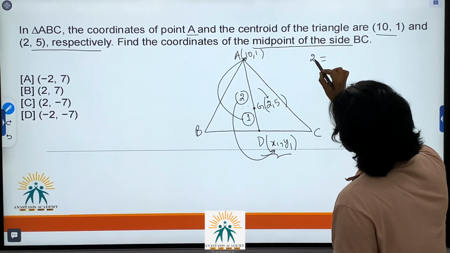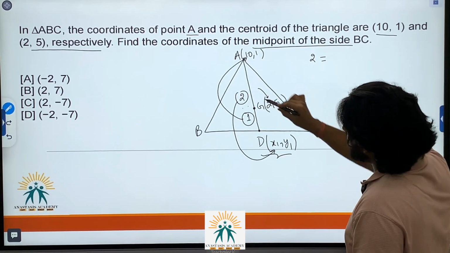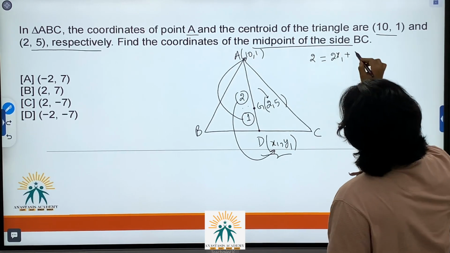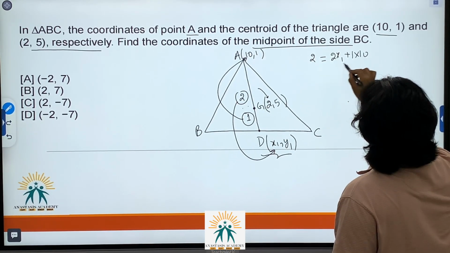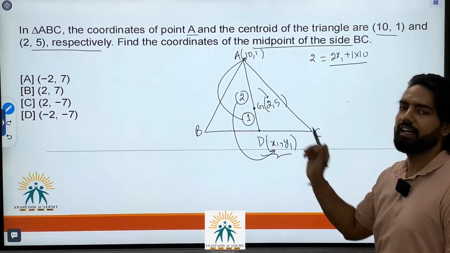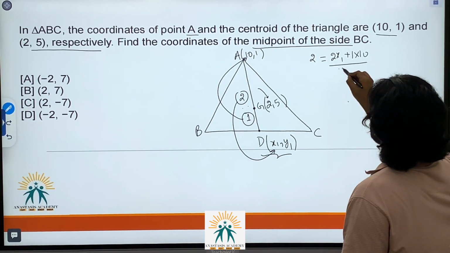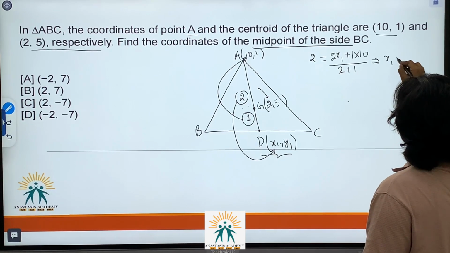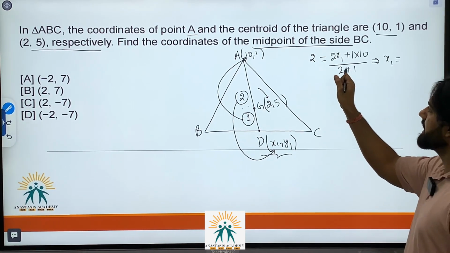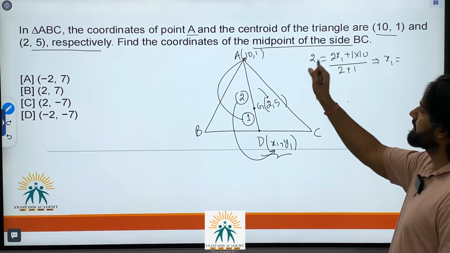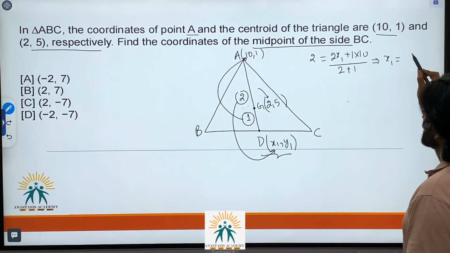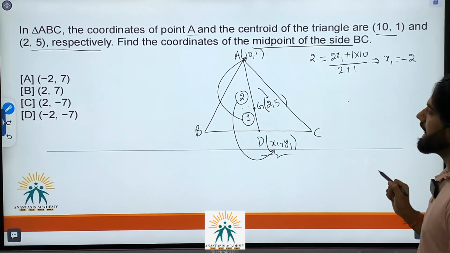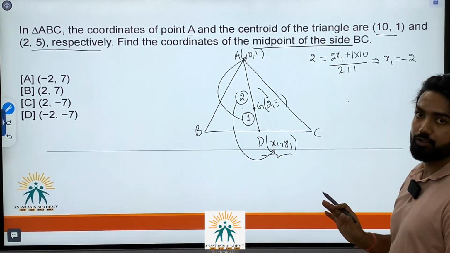So we can write this 2 would be equal to (2 times x1 plus 1 into 10) upon the sum of this ratio, right? So it is 2 plus 1. So we can find the value of x1 from here. It becomes 3 into 2 is 6. 6 minus 10 is minus 4. Divided by 2 is minus 2. So I get the x coordinate of this point as minus 2.